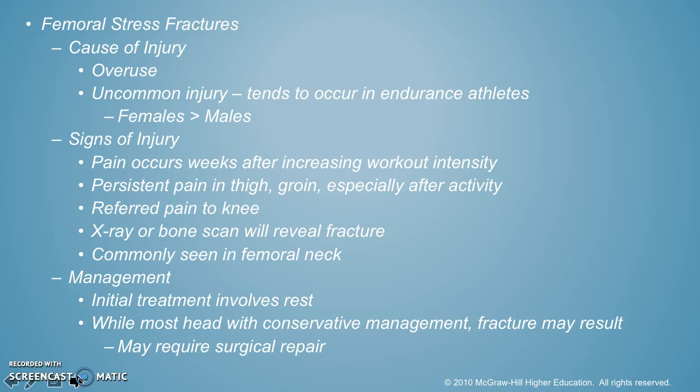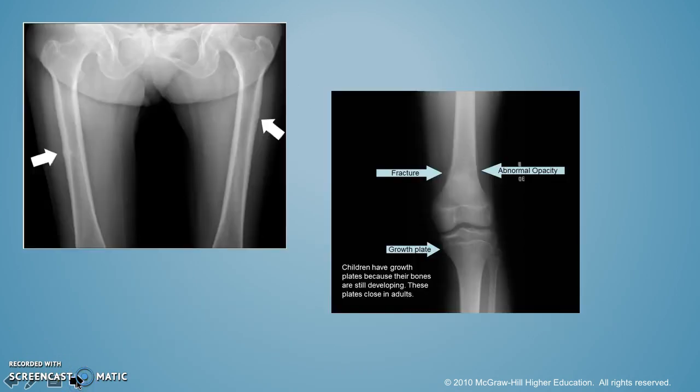You've got to have an x-ray or a bone scan to reveal the fracture, and a lot of times we see them in the femoral neck, which would explain why the pain is in your groin, because that neck is up in your groin. Management, you've got to rest, and while most heal with conservative management, a fracture may result, and if that happens, then you're going to have to go in and surgically repair it. So here are some images of some femoral stress fractures. You can see just a little bit on the x-ray here where they're built up.